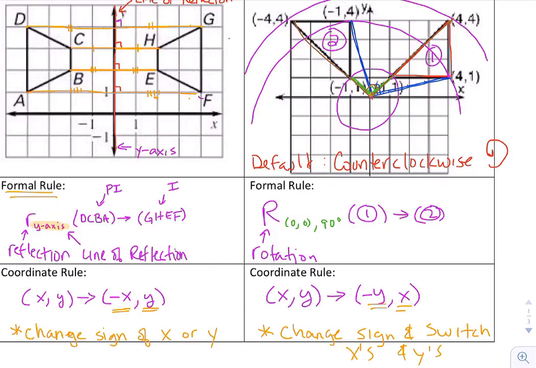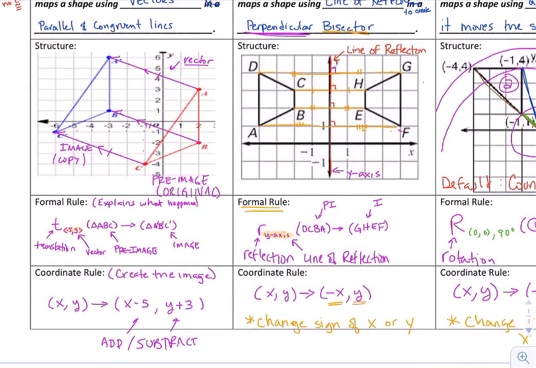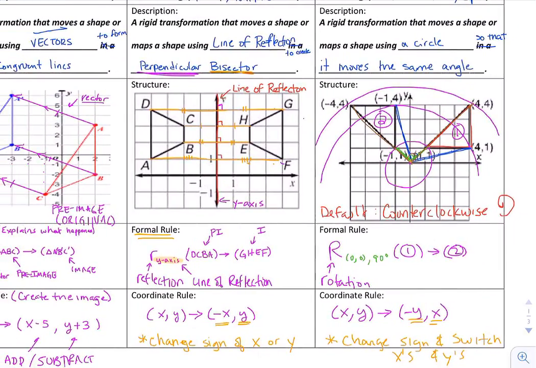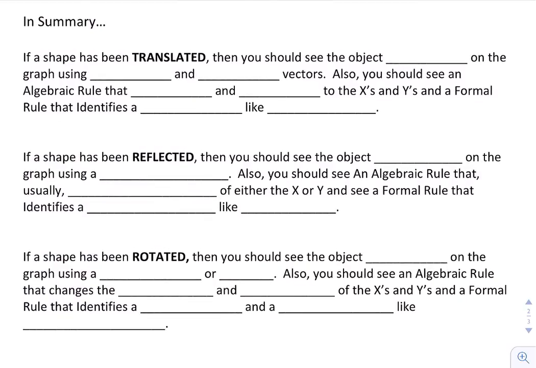And so each of the coordinate rules has kind of a characteristic. For translations, you're going to be adding and subtracting. For reflections, you're going to keep everything in the same place. We're going to make one positive or negative versus what it used to be. And for rotations, if you see x and y changing places, that tells you you're probably going to have a rotation.